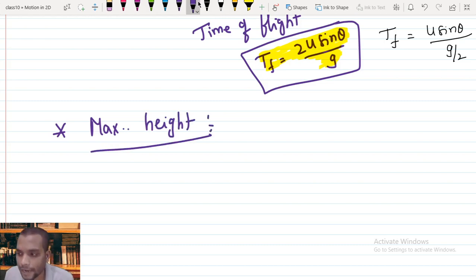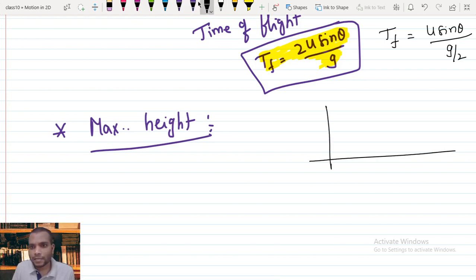How do we define maximum height? It is the maximum vertical distance covered by the object during its projectile motion. Suppose this is the projectile motion; this is the maximum height, which we call H maximum. Keep in mind, it is the maximum vertical height covered during its projectile motion.